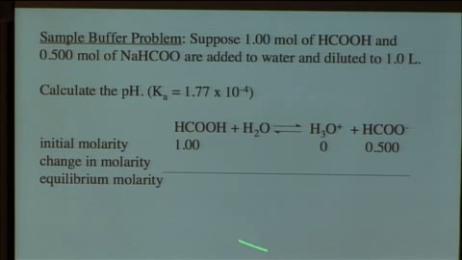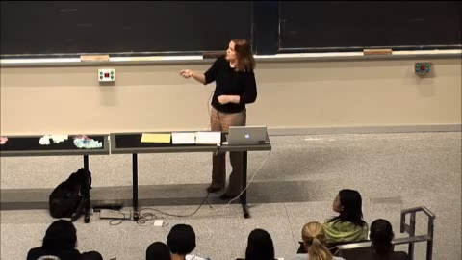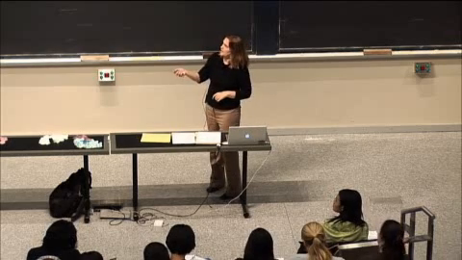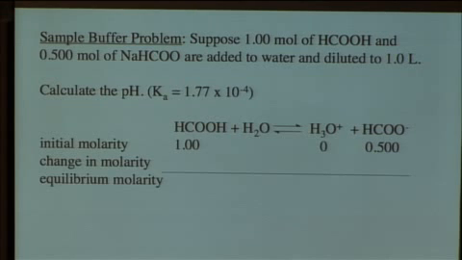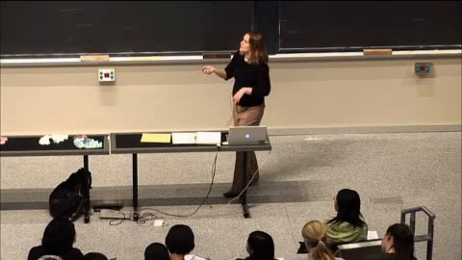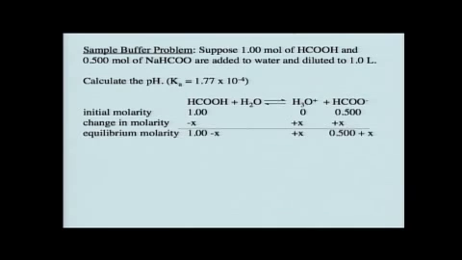And now at equilibrium, what's going to happen? Well, when this equilibrates, some of this will go away, and more of these are going to be formed. So we have minus x over here, plus x, and plus x over there. And when we add it all together, we get 1 minus x, plus x, and 0.5 plus x.